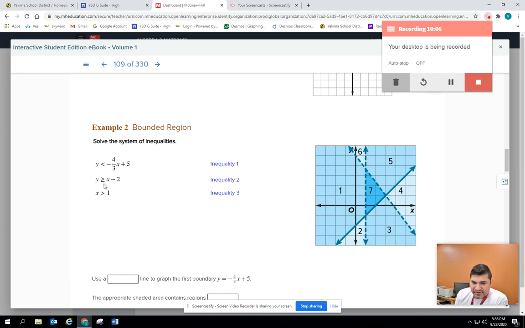And then here's the next line, y is greater than or equal to x minus 2, which is this line. And it will be a solid line. Okay, and that's going to be greater than or equal to, so we're going to shade everything up here. And then we also have x is greater than 1. So here's x equals 1. Notice it's dashed. And on this one, we're going to shade all of this side, because x is getting bigger going this way.